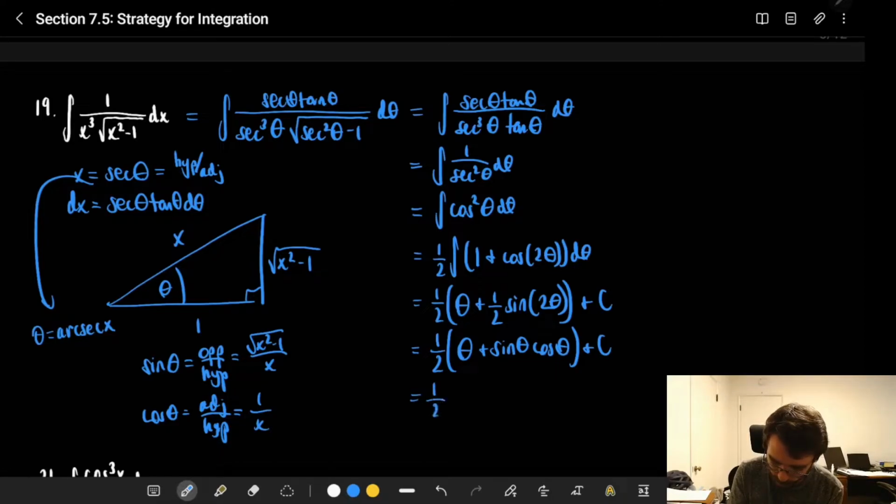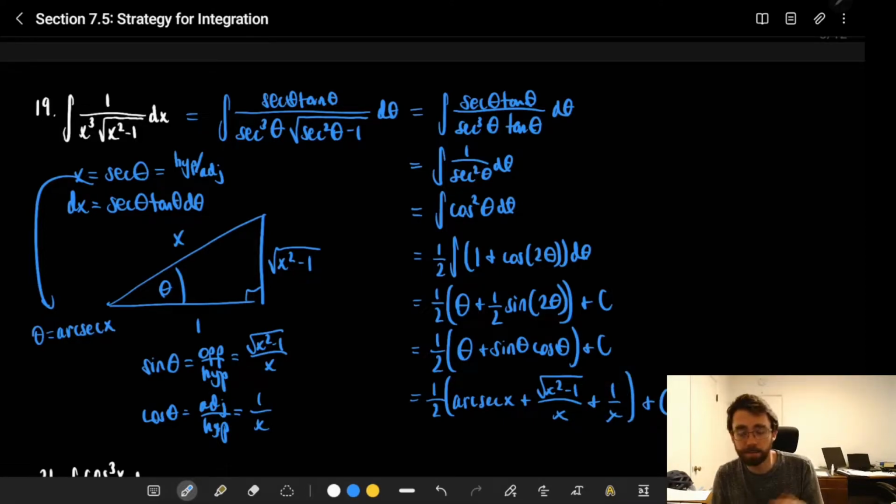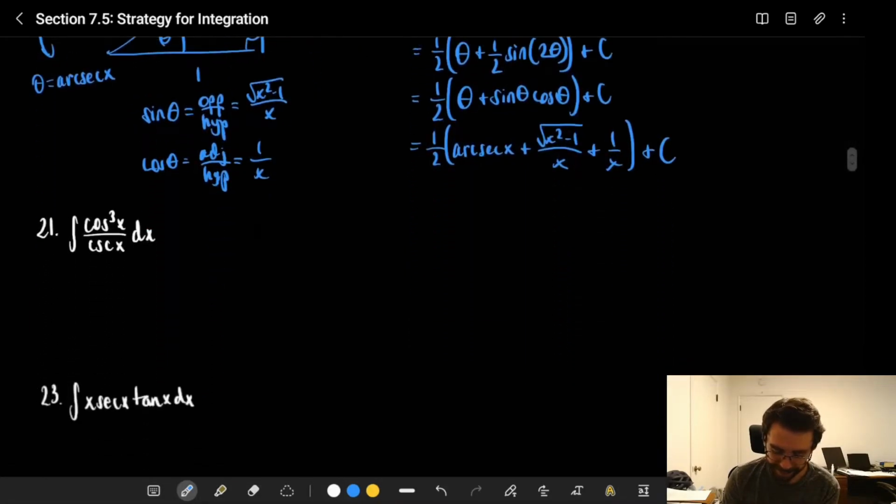So this is 1/2 arcsecant x. Sine was this thing. Cosine was this, plus a constant. And then, I really hope that's correct. I don't feel like taking a derivative to check. Who remembers what the derivative of arcsecant is? Not me. Okay. I'll check it after.